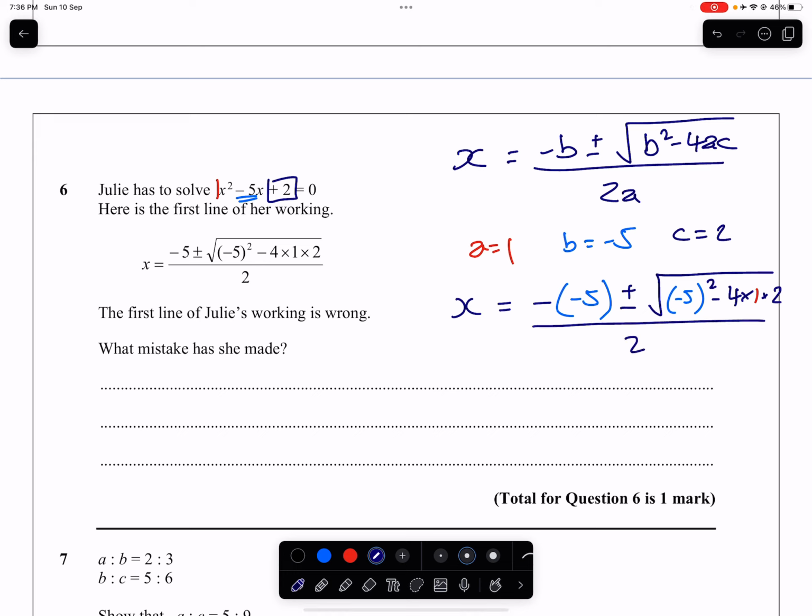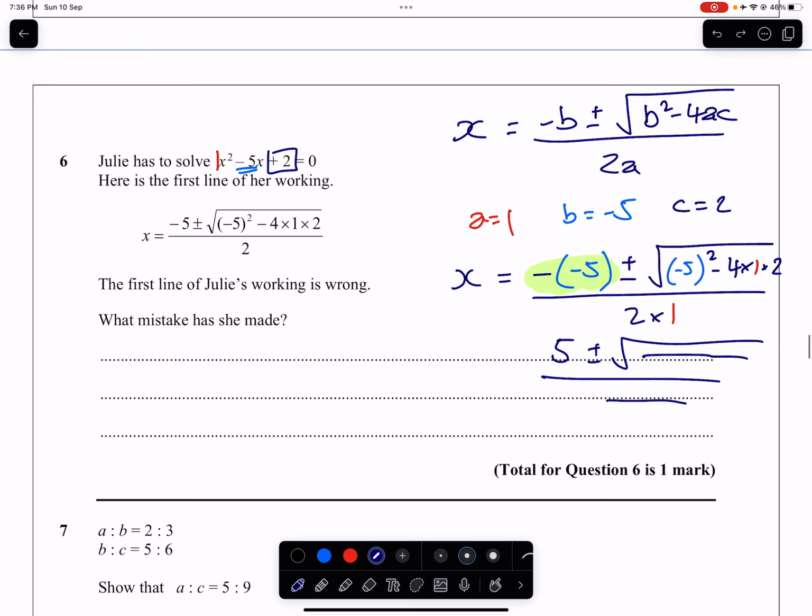So what we ended up with is, we should have ended up with, a positive 5 when the dust settles with that. So you'll have positive 5 plus or minus blah, blah, blah. So the fact that this is a negative is where the mistake is.